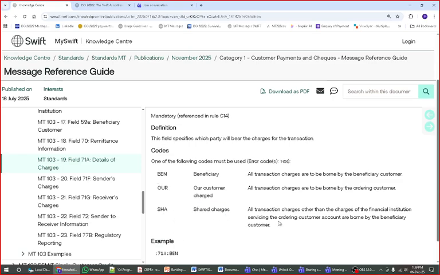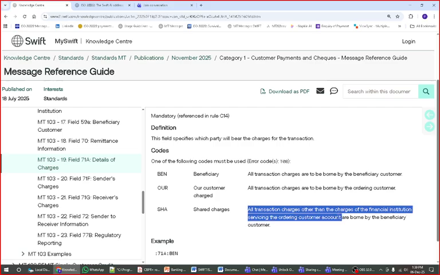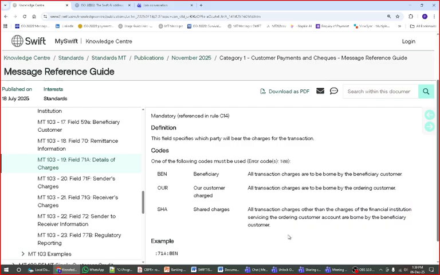He mentioned here, all transaction charges other than charges of the financial institution servicing the ordering customer account are borne by the beneficiary customer. What does it mean? All transaction charges other than the charges of the financial institution servicing the ordering customer account means here, though it is mentioned SHA, all the transaction charges are borne by the beneficiary customer.